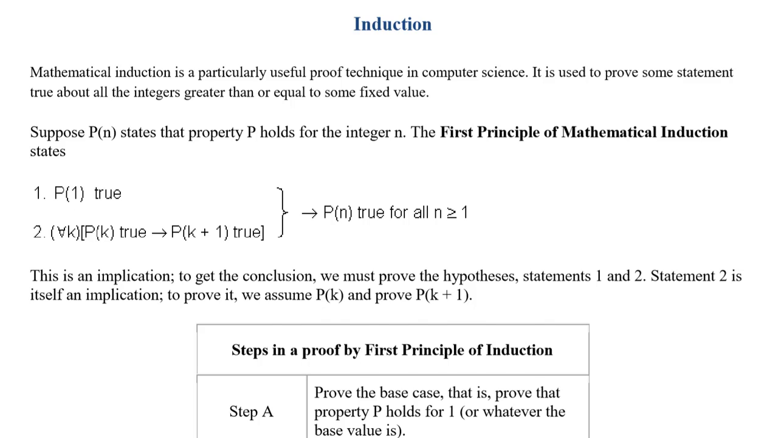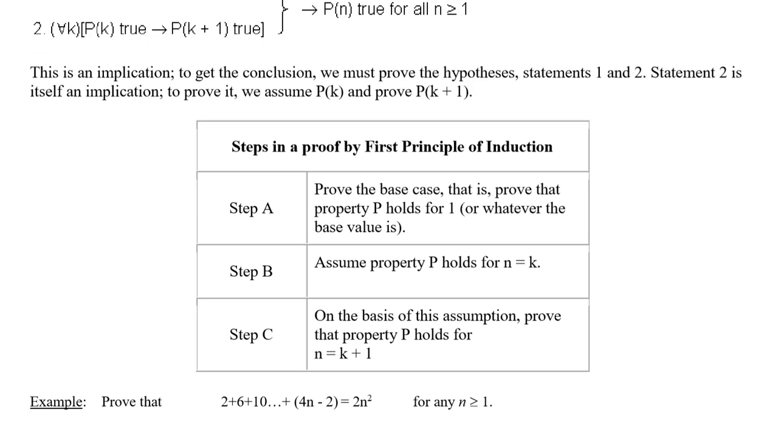So the first one, the steps are very simple. You prove the base case. For example, for all n greater or equal to 2, the first case will be n equal to 2. Then you assume the property is true for n or k. And then the last step is you're going to try to prove it for n plus 1 or k plus 1. In my examples here, I'm not going to use k. I'm just going to keep it as n.